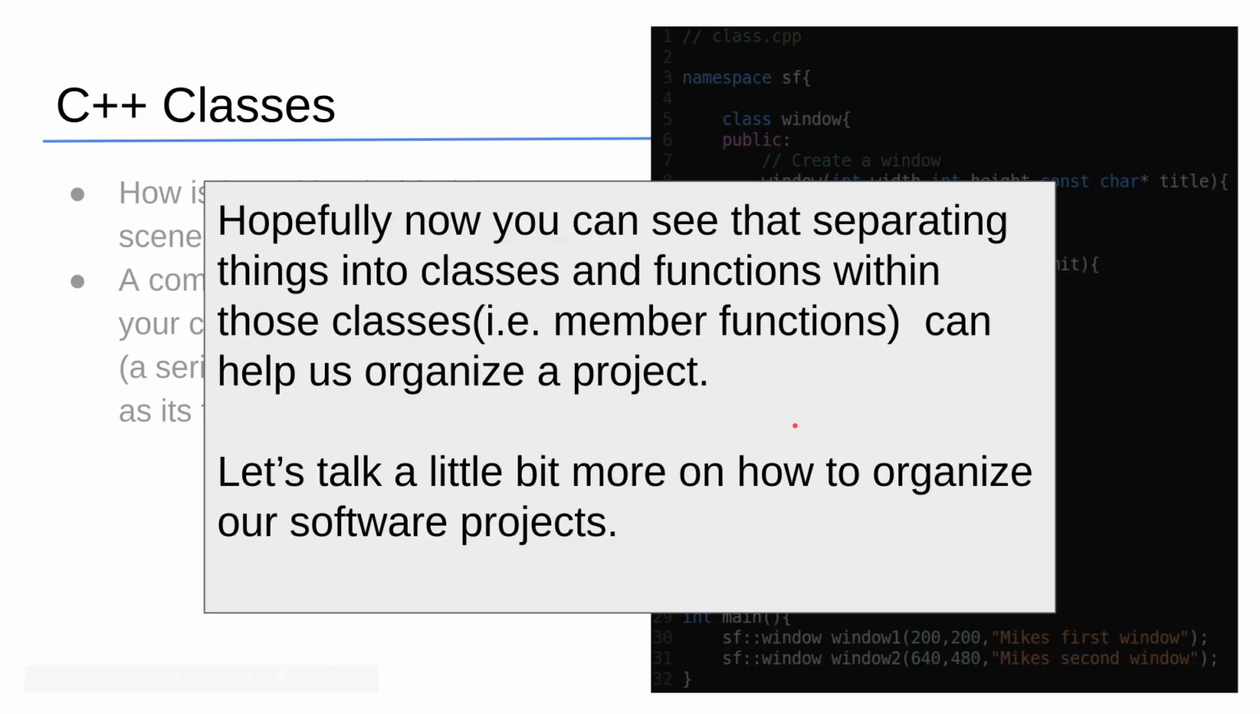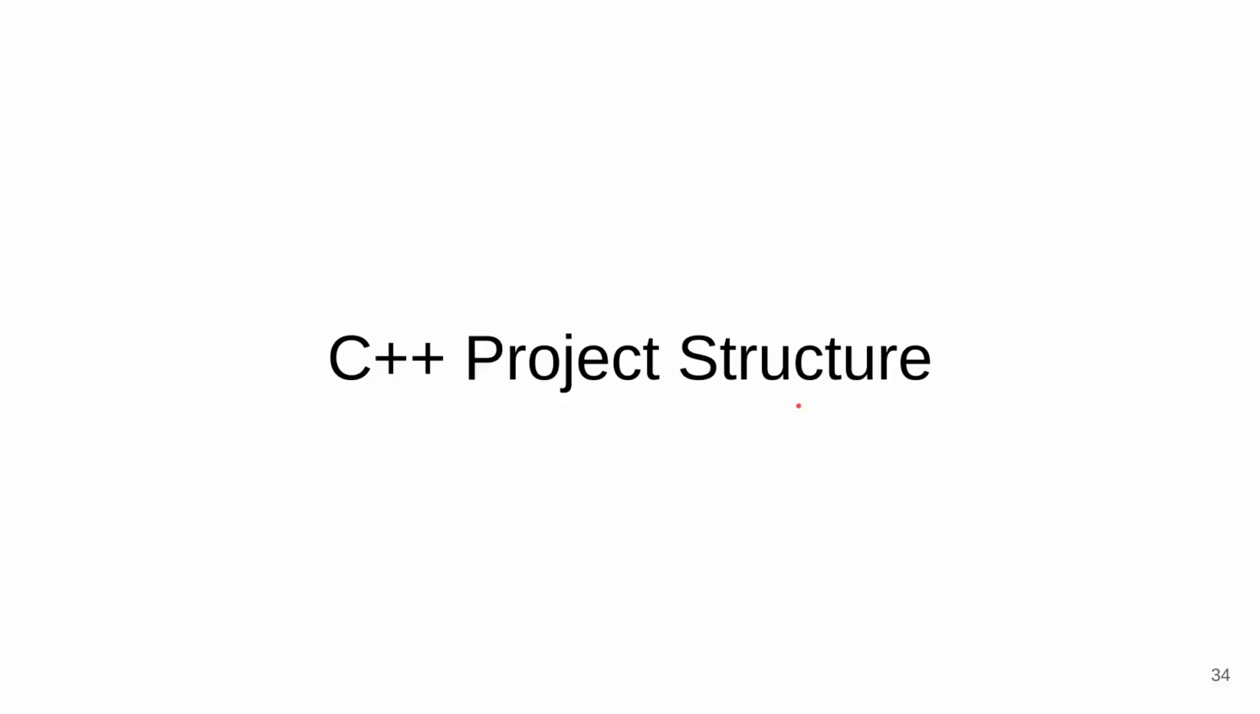So hopefully now, after seeing this tiny example, if you've never seen it before, you can see separating things into classes and functions just makes things a little bit easier for us. It's a little bit more organized if I know everything that has to do with a window is in this class here. So with that in mind, I want to talk a little bit more about how to organize our software projects. Because it's great if we can create classes, but how do we organize things to effectively write C++ code? So this is about the C++ project structure.